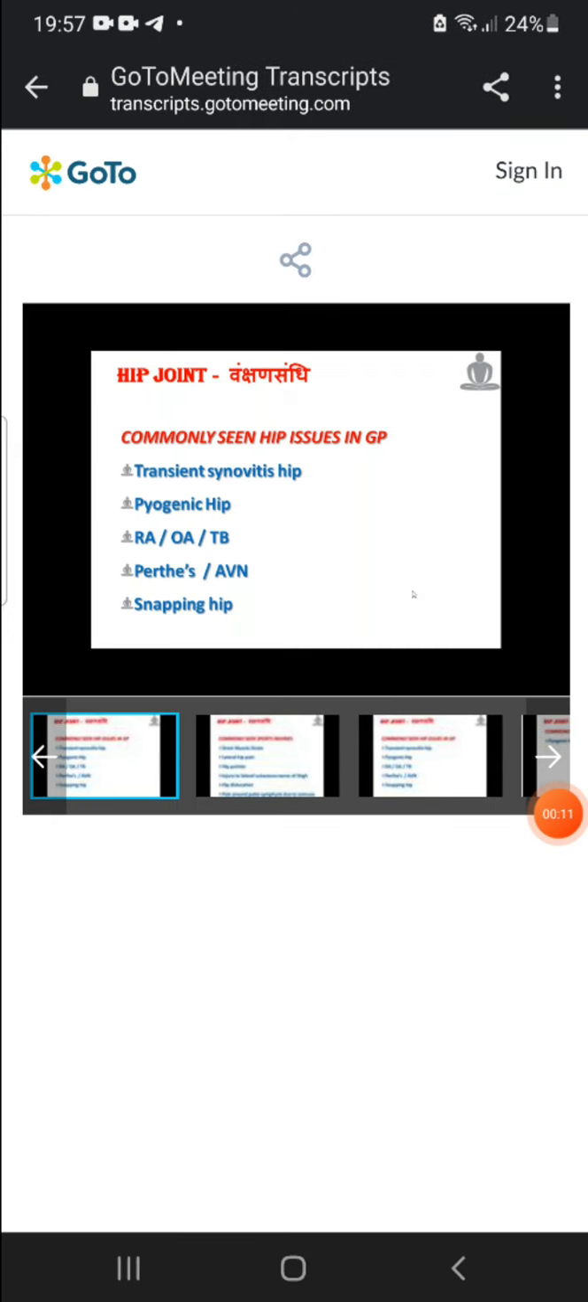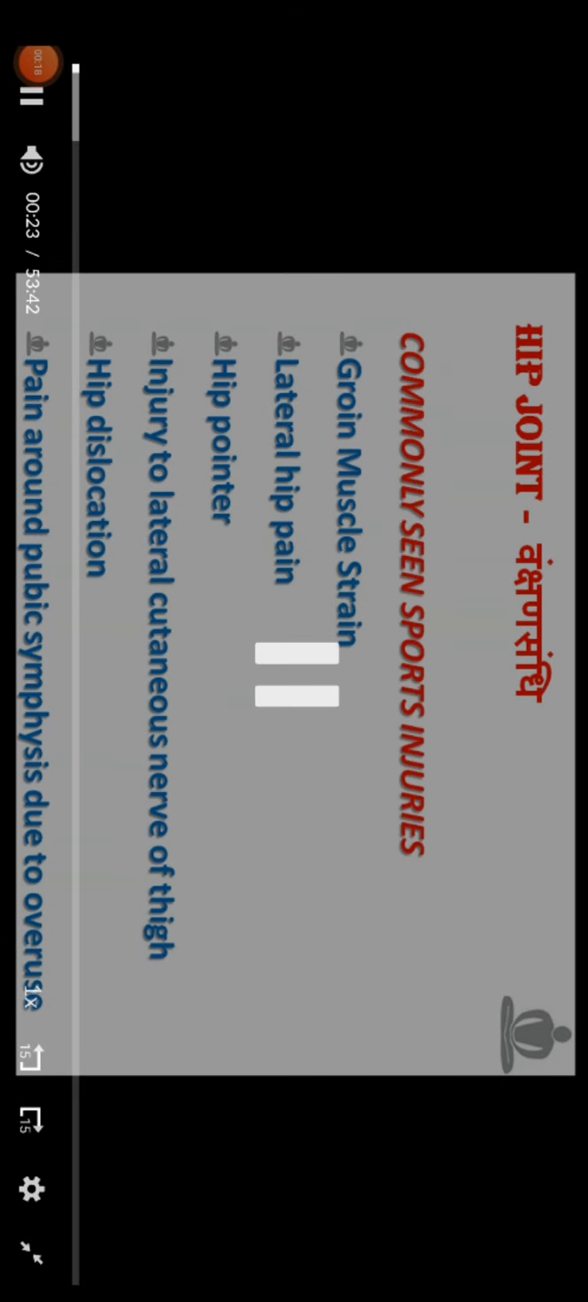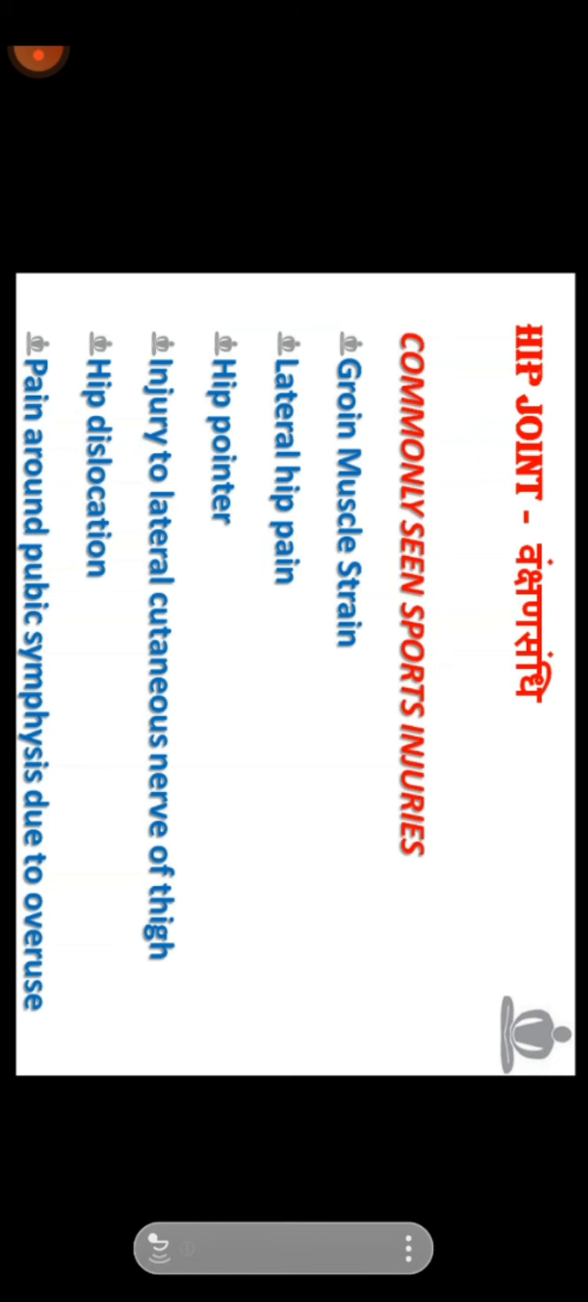Hari Om. Yes, yesterday we saw commonly seen sports injuries related to hip joint. A few of them were groin muscle strain, lateral hip pain, hip pointer, injury to lateral cutaneous nerve of thigh, hip dislocation, and pain around pubic symphysis due to overuse, due to stress fracture, etc. These are all common clinical conditions seen in day-to-day clinical practice, sports injury related clinical practice.